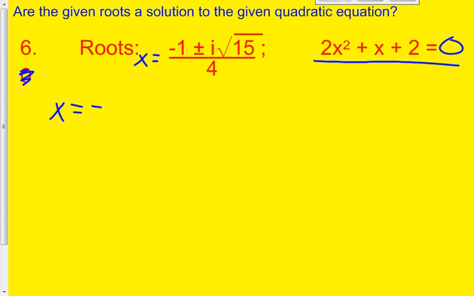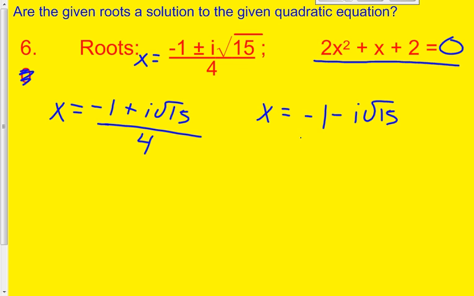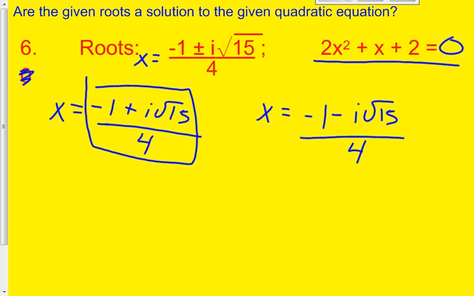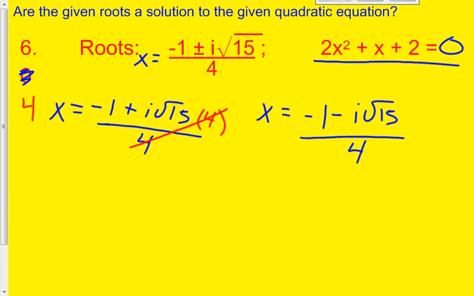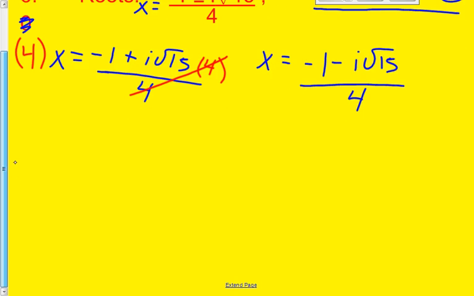If x equals negative 1 plus i square root 15 over 4, and x equals negative 1 minus i square root 15 over 4, we want to get a 0 on the right side. So the first thing we have to do is get rid of our denominator. This is one thing we haven't done in the past five: we multiply both sides by 4, and that way we get rid of our denominator. So now we have 4x equals negative 1 plus i square root 15.